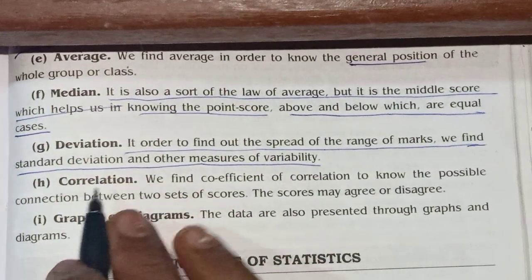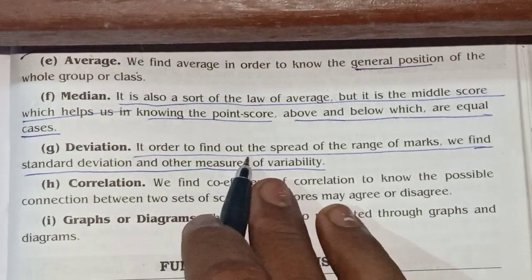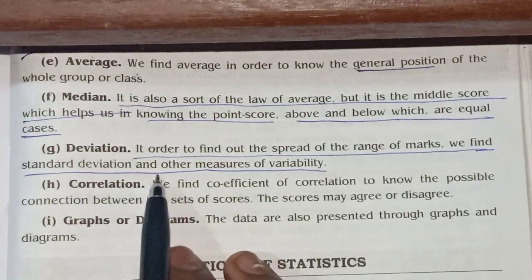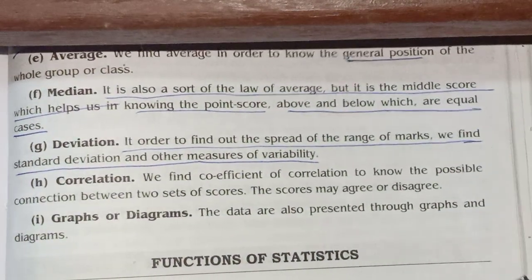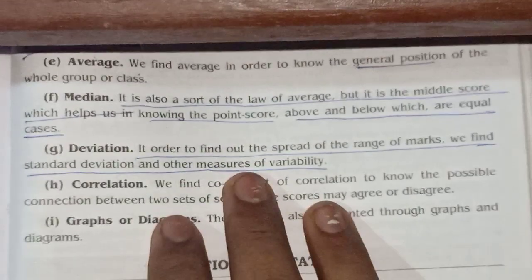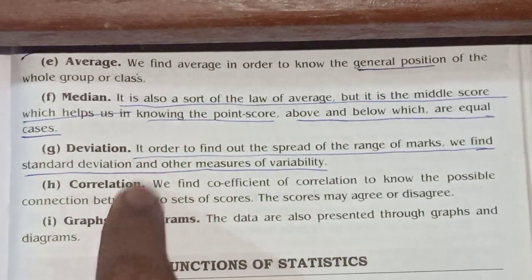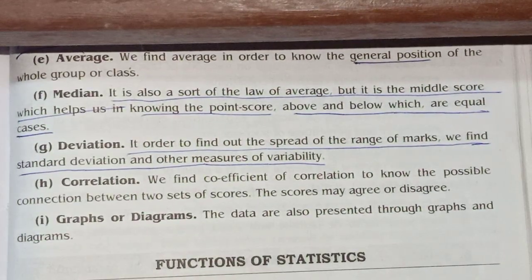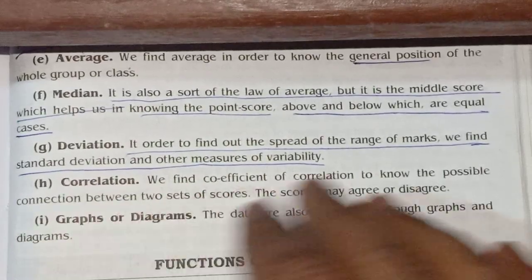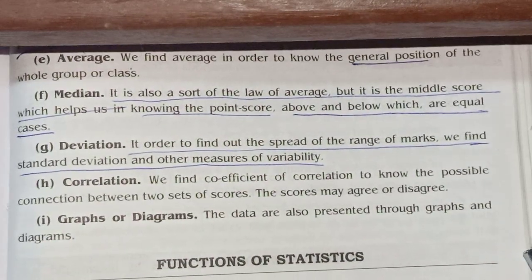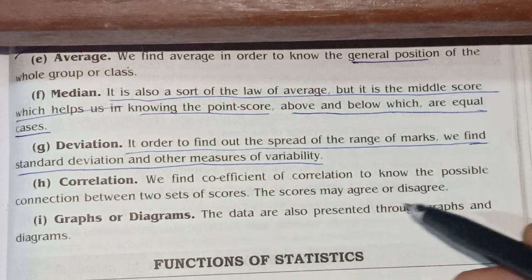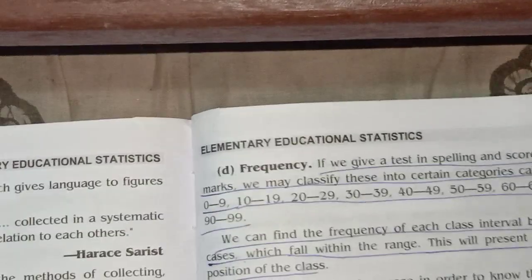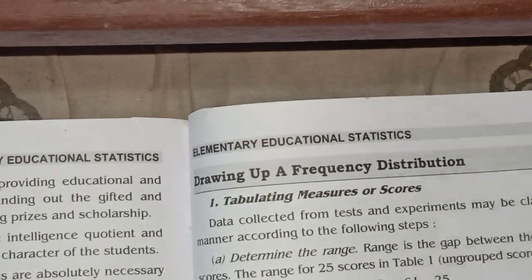Deviation. In order to find out the spread of a range of marks, we find standard deviation and other measures of variability. So of the last three, deviation, correlation, graphs and diagrams, graphs and diagrams are being used, but deviation and correlation are not being used. So what is a graph? A graph is data presented through graphs and diagrams. Okay, so let's go to the diagram.